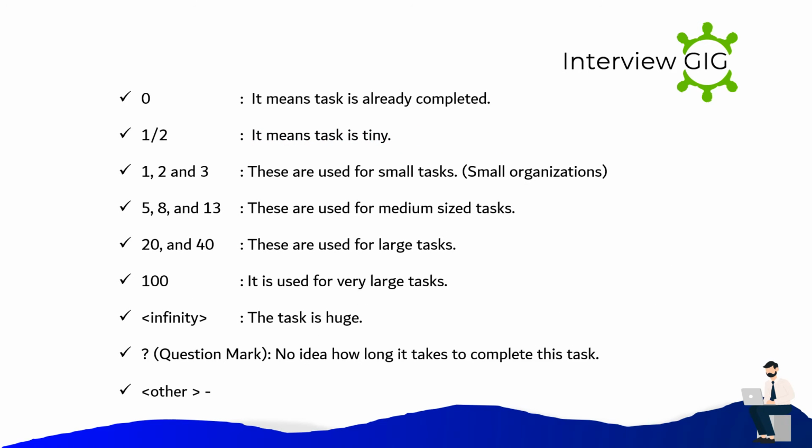0 means the task is already completed. Half means the task is tiny. 1, 2, and 3 are used for small tasks. 5, 8, and 13 are used for medium-sized tasks. 20 and 40 are used for large tasks. 100 is used for very large tasks. Infinity means the task is huge. Question mark means no idea how long it takes to complete this task.